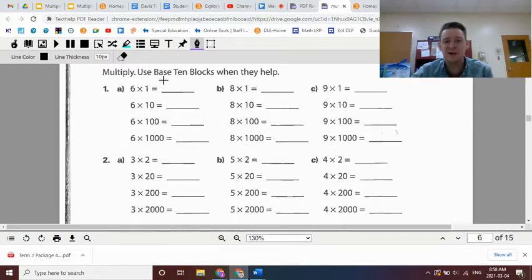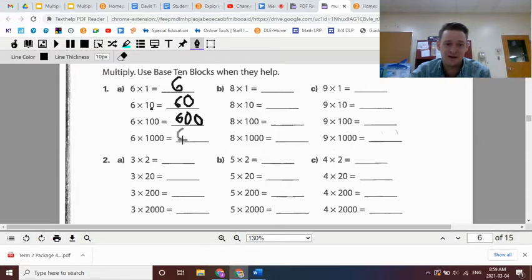So it says try these. It says use base 10 blocks when they help, and you could do that using maybe virtual manipulatives. But you can also just do the math if you understand it. So I know 6 times 1 is 6. I know 6 times 10 is going to give me, okay, 6 times 1 is 6, and then there's 1 zero here, so I'm going to pop 1 zero on the back. So 6 times 10 is going to give me 6 tens, which is 60. 6 times 100 is going to give me 6 hundreds, which is 600.